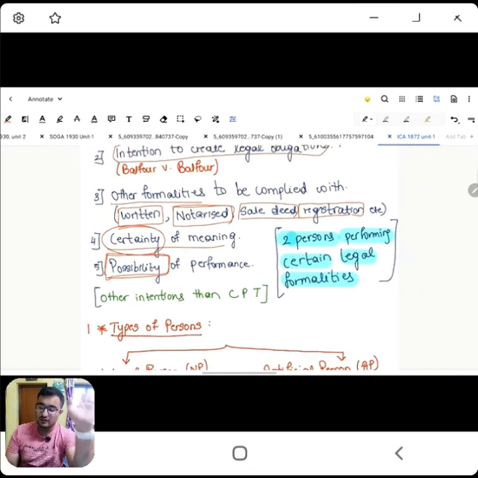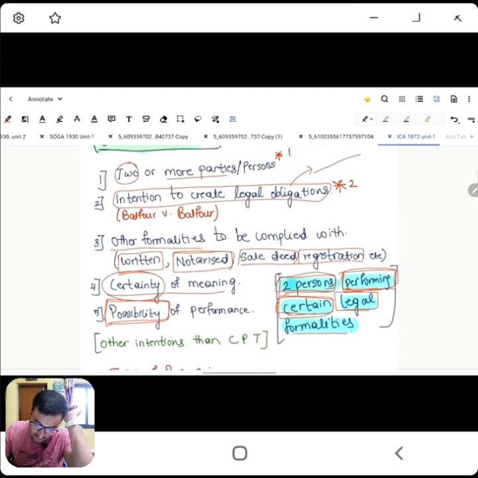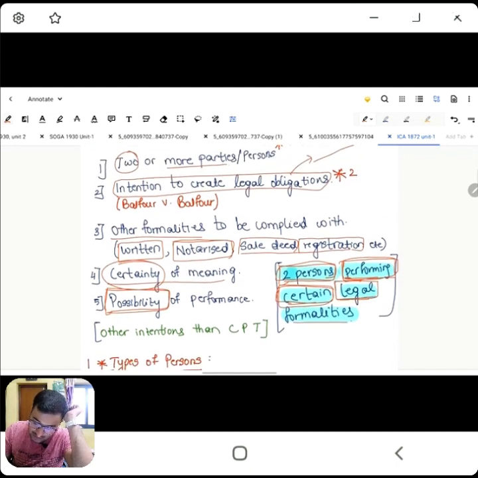The code word which we use here is: two persons were performing certain legal formalities. That is, there have to be two or more persons, number one. Possibility to perform, number two. Meaning should be certain, number three. Legal stands for intention to create legal obligations. That is your point number four. And last, the other formalities have to be complied with. That is your point number five. So these 5 points you have to remember if it comes in your examinations.